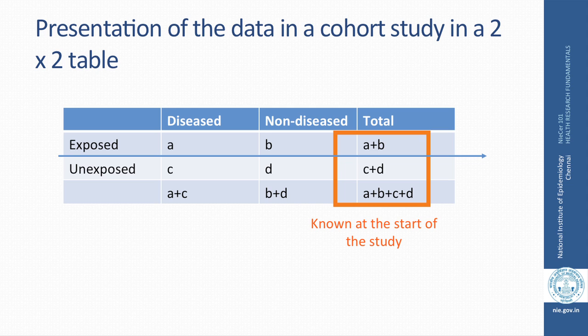This is how the data in a cohort study would look. This is how the 2 by 2 table in a cohort study would look. We started the study by selecting people who are exposed, which is A plus B, and people who are unexposed, which is C plus D, and we followed these people. A plus C developed the disease and B plus D remained disease-free. So, at the beginning of the study we know who were exposed and who were not exposed.